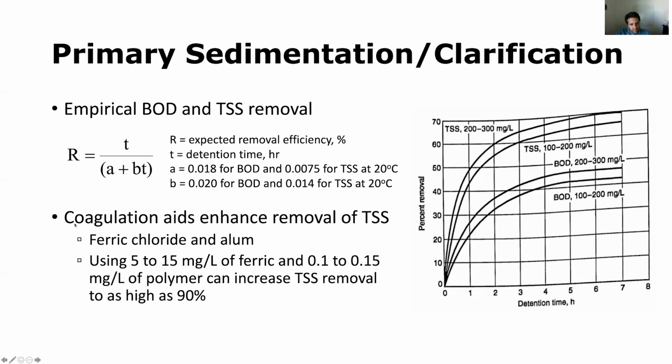We can, as I mentioned before, add coagulants to aid and enhance the removal of TSS. We can use coagulants like ferric chloride or alum, just like we use in water treatment processes. So like 5 to 15 milligrams per liter of ferric chloride, or 0.1 to 0.15 milligrams per liter of polymer. If we apply those coagulants and aids, it can increase the TSS removal to as high as 90%, right? So the treatment system that serves the majority of San Diego, the Point Loma treatment system, actually utilizes enhanced primary treatment with coagulation flocculation.